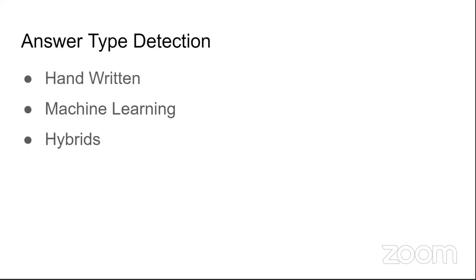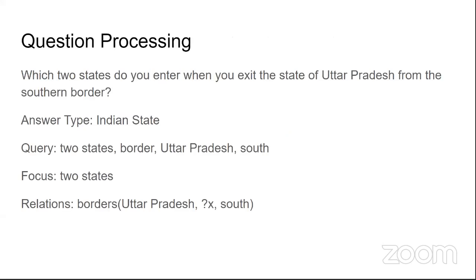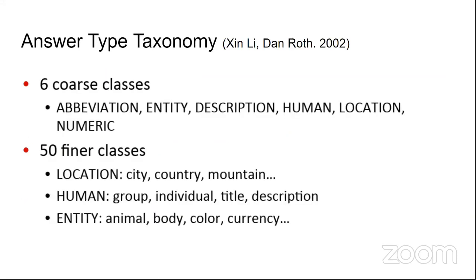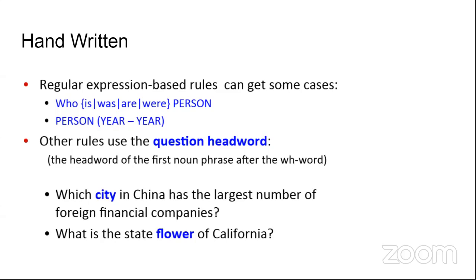So once you have processed your question and detected your question type and the answer type, then answer type detection has different methodologies which have been prevailing. Let's talk about the handwritten or the rule-based methodology first. So remember when we talked about relationship extraction, we said that there are some rule-based methods which have been used in the past, which use regular expressions.